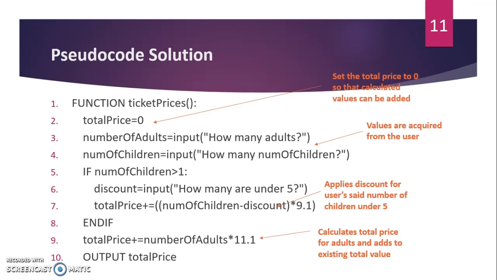Now, one thing I've just noticed is that on one line, I've messed it up a little bit. If number of children is greater than 1, well, obviously if there is one child, you know, so it just shows that everyone's fallible.